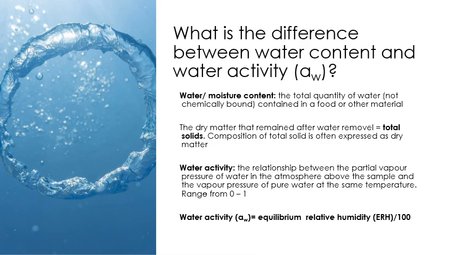Water activity, on the other hand, is the relationship between the partial vapor pressure of water in the atmosphere above the sample and the vapor pressure of pure water at the same temperature. Normally, we express this as a range from 0 to 1. There's no specific unit for water activity. We can also calculate water activity by dividing the equilibrium relative humidity by 100.